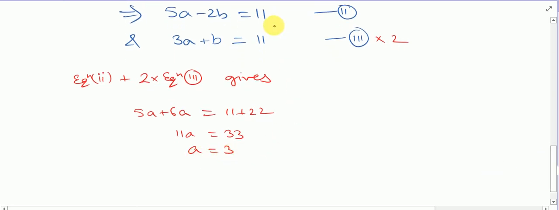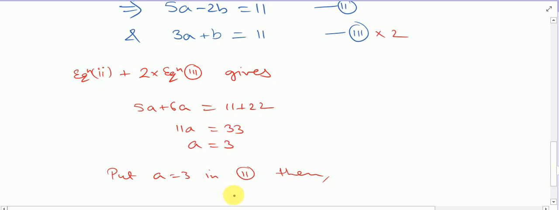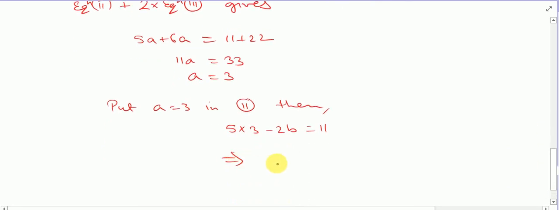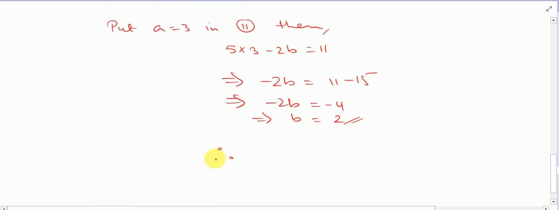Now you can put a equal to 3 either in 2 or 3. So put a equal to 3 in 2, then 5 into 3 minus 2b is equal to 11. So you will get minus 2b is equal to 11 minus 15. So minus 2b is equal to minus 4. So b is equal to 2. Therefore, a is equal to 3 and b is equal to 2. Answer. And with this the chapter continuity of function gets over, and in the next class we shall see the chapter differentiability.